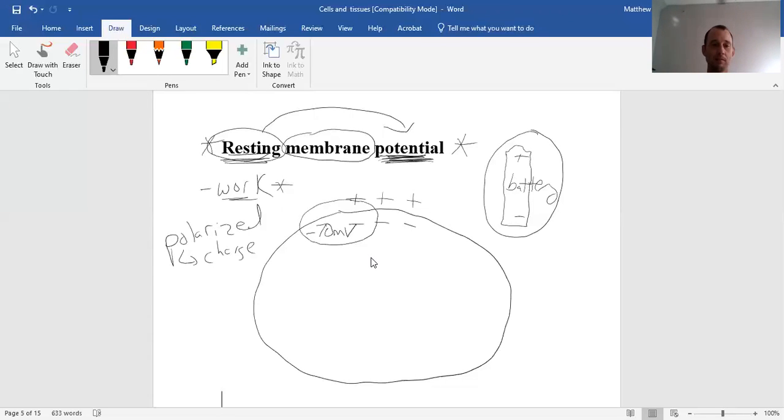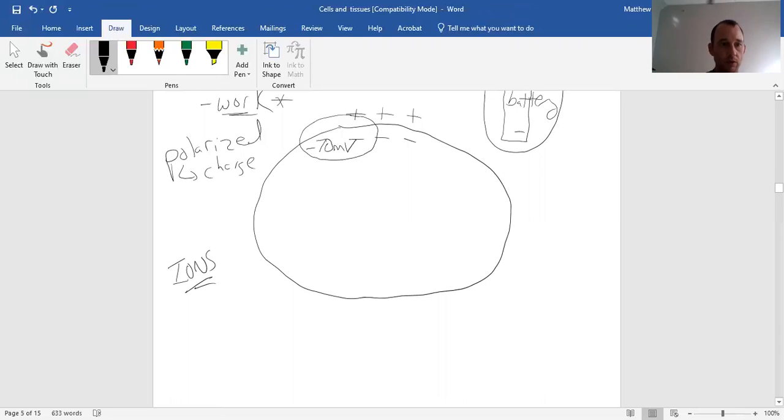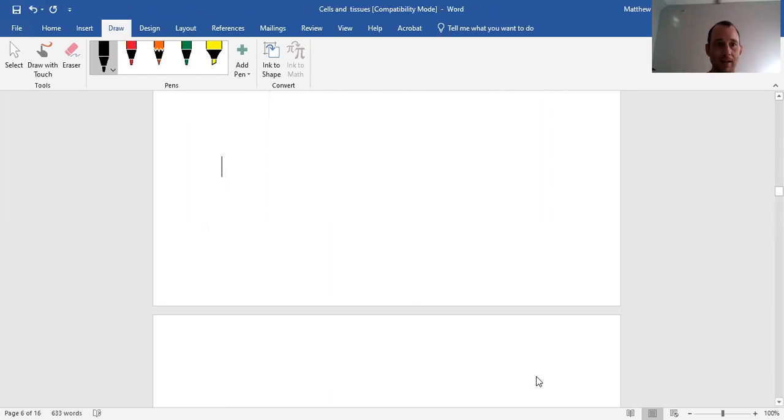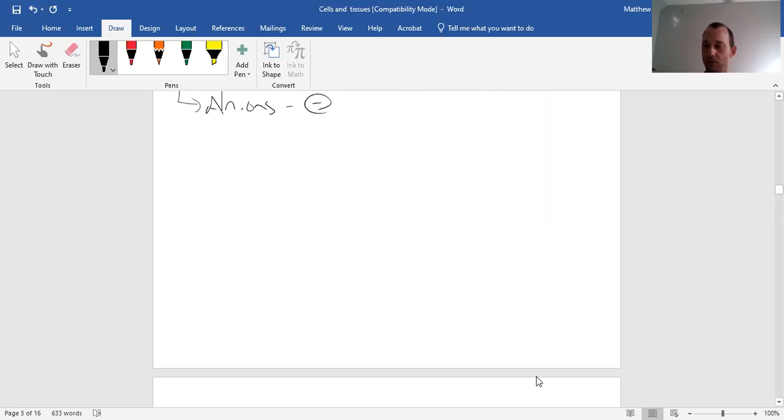All right, this resting membrane potential is largely based on ions. Your ions are molecules that have a positive or negative charge. So you have ions: cations have a positive charge, anions have a negative charge. And we have ions inside and outside your cell. Now, I'm going to draw a cell again, and what you need to know is the ions inside versus outside of your cell.